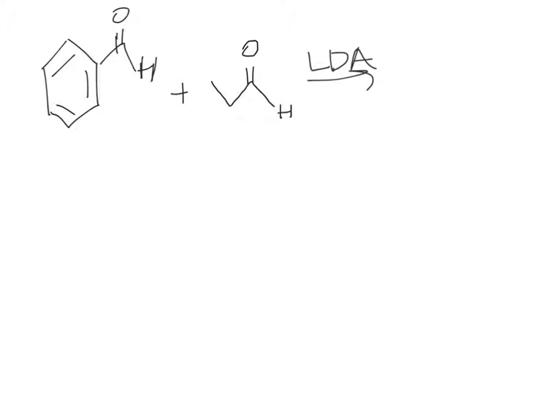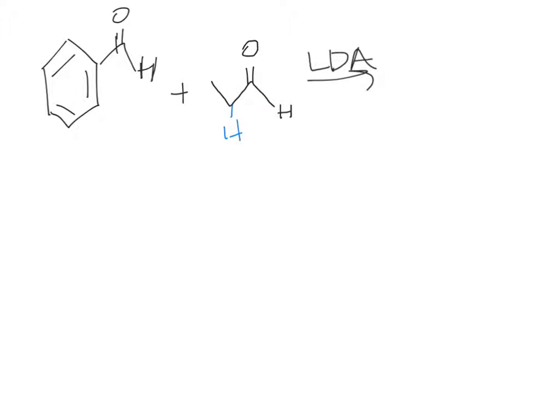In order to draw the mechanism for this problem, we must first realize that this is a controlled Aldol reaction, that's what we would call it, because this molecule here has no alpha protons. Therefore, it's not going to react with itself after our base comes in, so we're going to react it with another molecule here that does have an alpha proton.